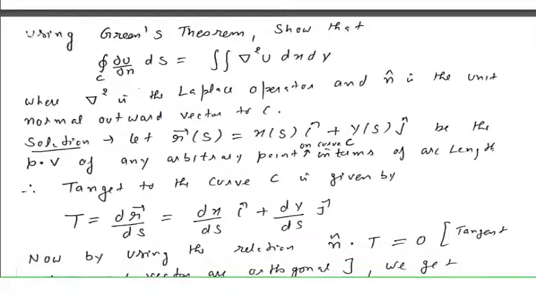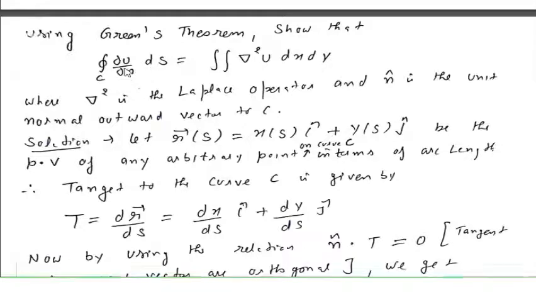Next, use Green's theorem to prove this identity: the integral of ∂u/∂n ds is equal to the double integral of del square u dx dy, where ∂u/∂n is the directional derivative of u in the direction of n, del square u is the Laplacian operator, and this n is the unit normal vector to the curve C, the unit outer normal to C.